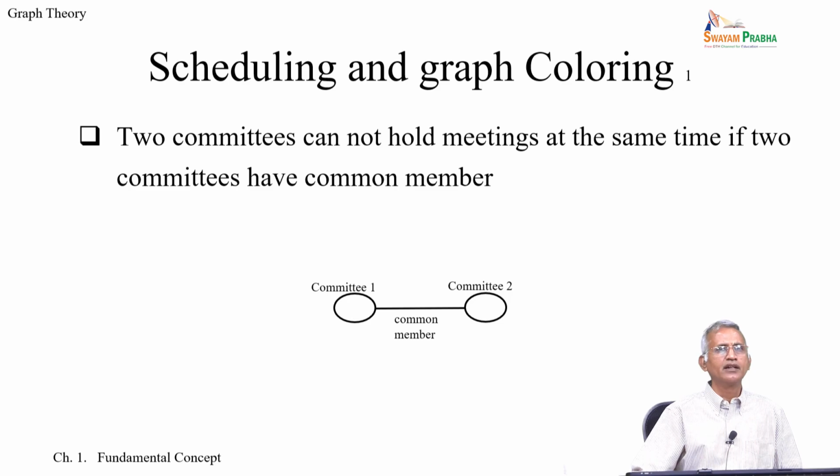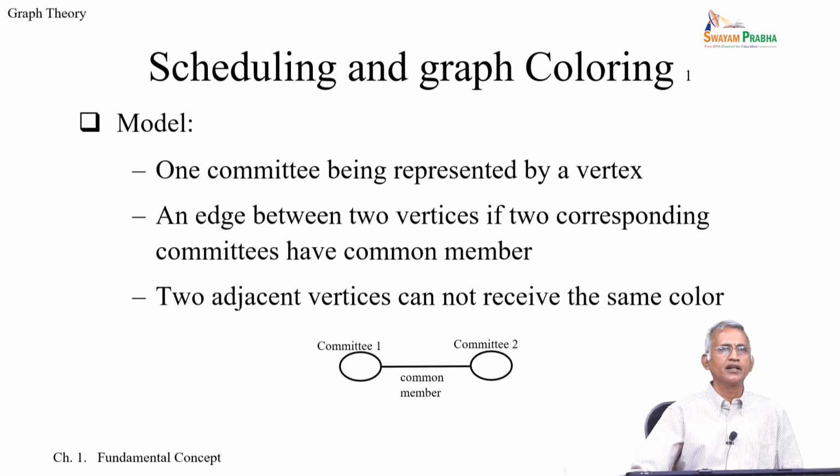Next, scheduling and graph coloring. Two committees cannot hold meetings at the same time if they have a common member. So, that is the meaning: committee 1 and committee 2 having a common member cannot hold the meeting at the same time, but if they have no common member, they can. That is the meaning of scheduling and graph coloring.